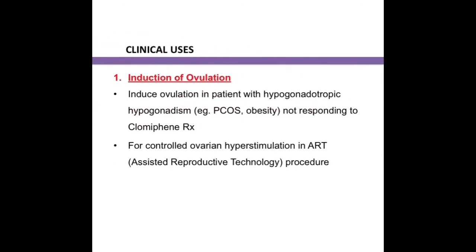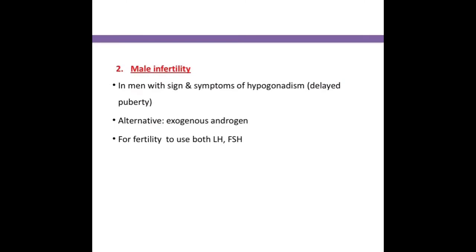What are the clinical uses of these synthetic gonadotropins? Firstly, for induction of ovulation. They induce ovulation in patients with hypogonadotropic hypogonadism, such as in patients with polycystic ovarian syndrome or obese patients that are not responding to clomiphene treatment for infertility. They are also used during controlled ovarian hyperstimulation in assisted reproductive technology procedures, such as IUI or IVF.